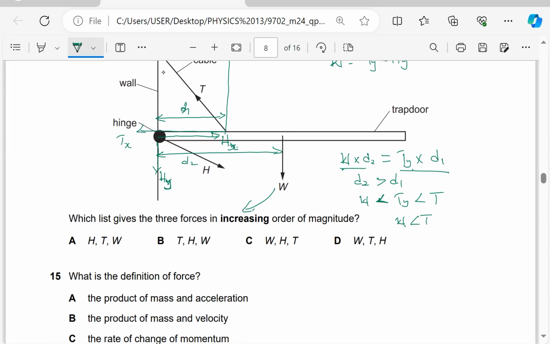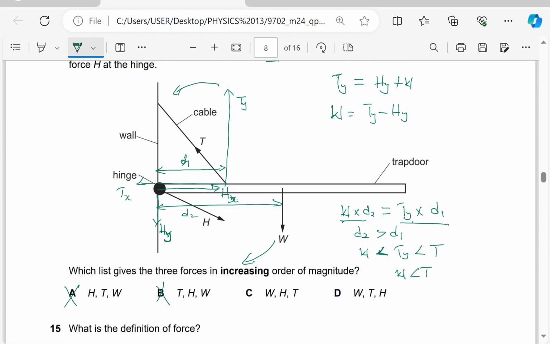Let's check. W should be smaller than T. Because it is in increasing order, W should come before T. So A is wrong, B is wrong. So we have to choose between C and D, because in C and D, W is coming before T.